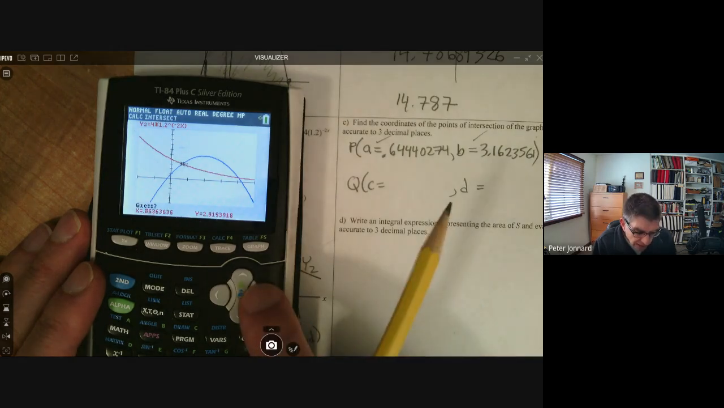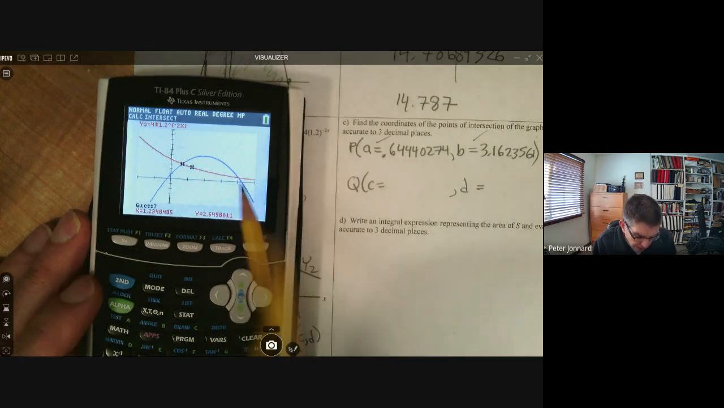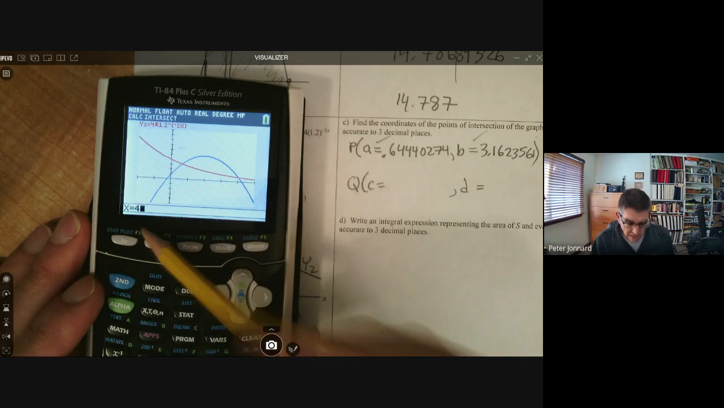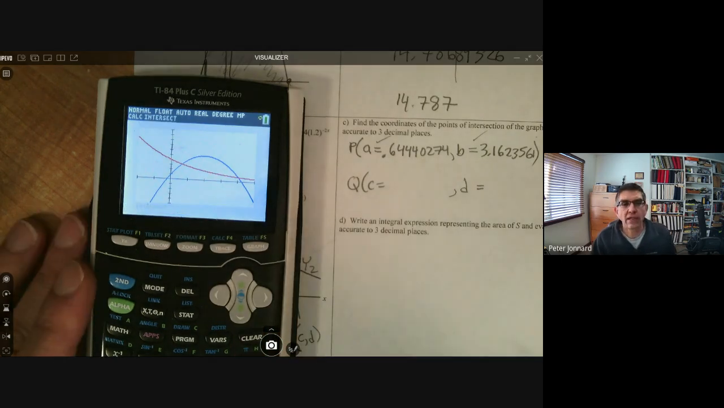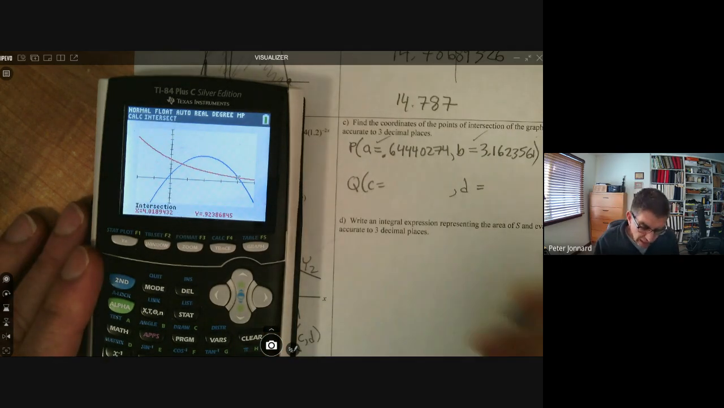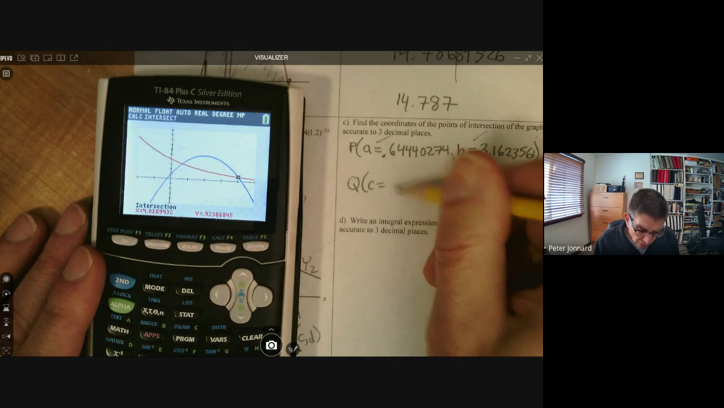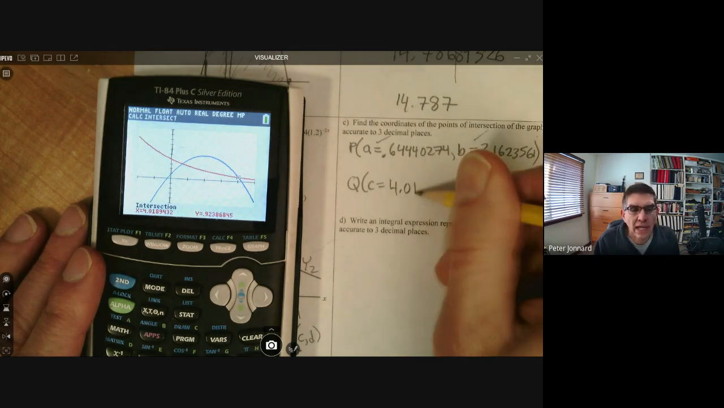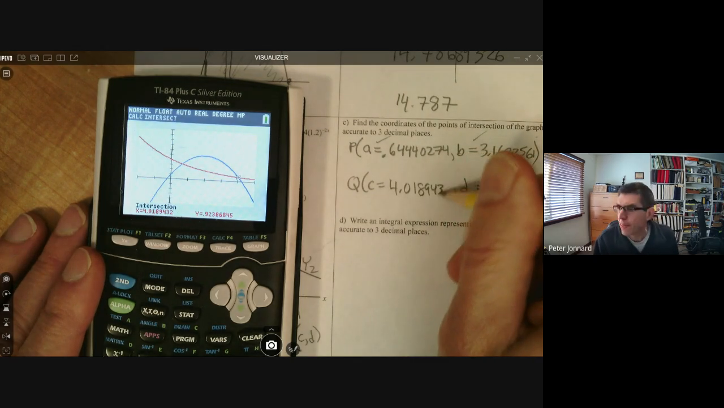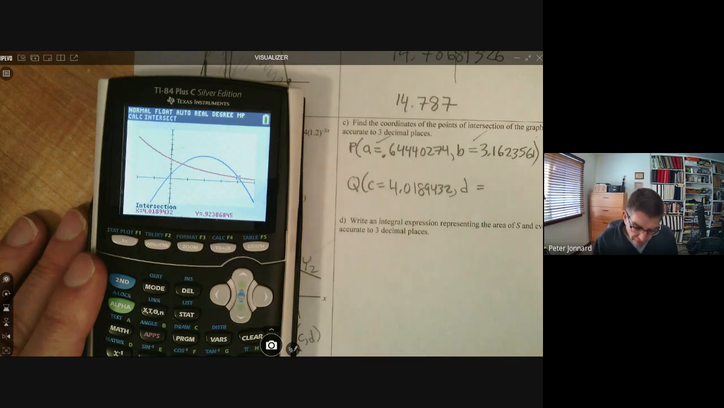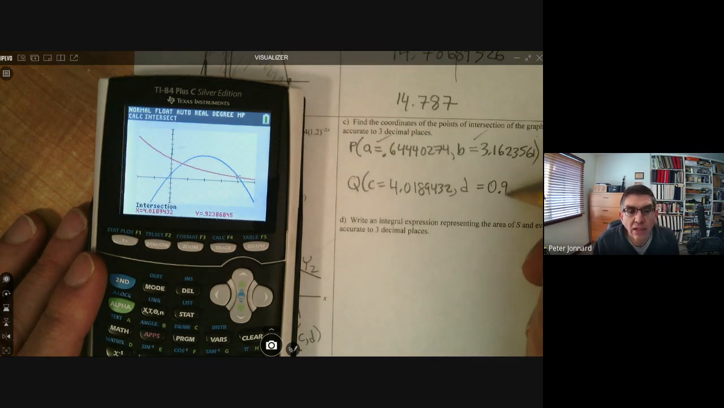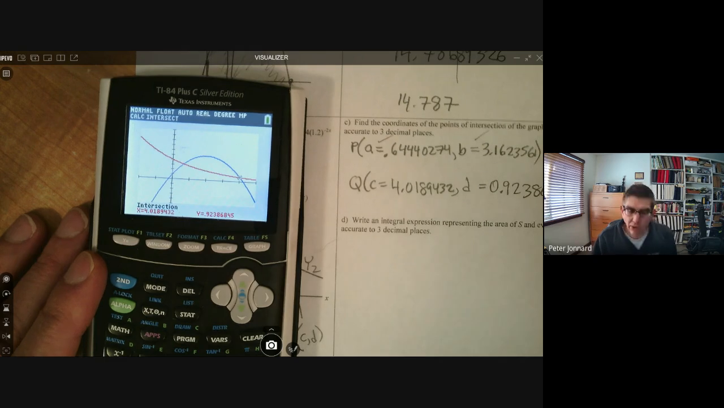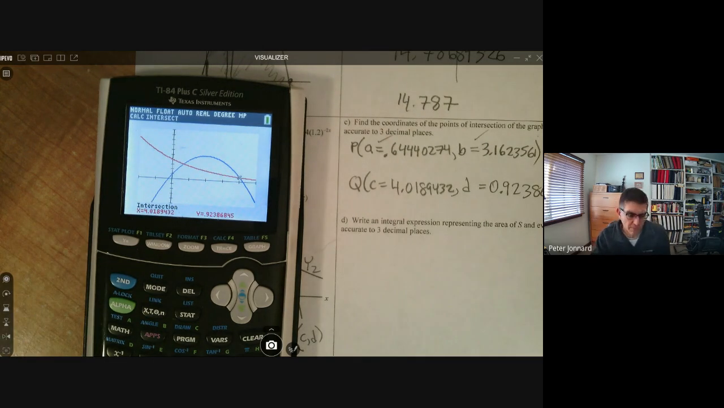Don't waste time doing this. It'll take forever to get there. Just enter the number 4, hit enter, and it'll go right in. So there it is. So now I have the x coordinate is 4.0189432, and the y value is 0.9238685. Okay, I want to make sure that I get those into the calculator's memory.